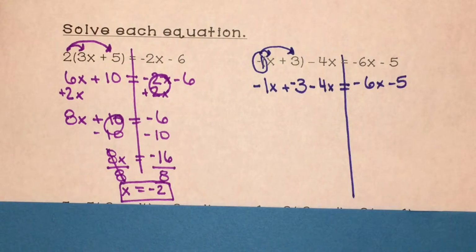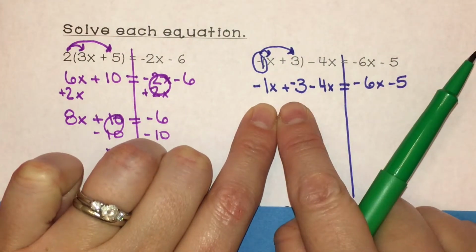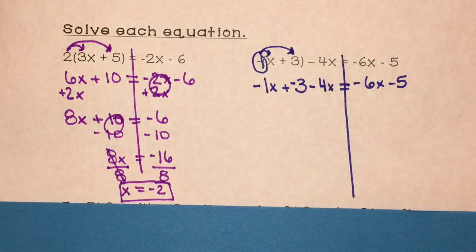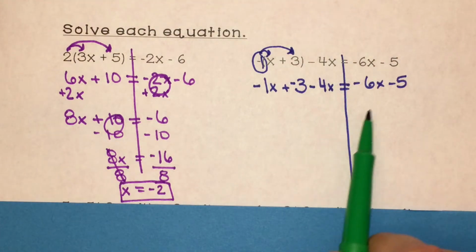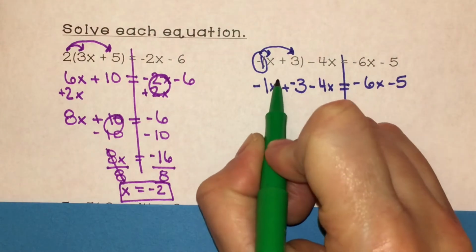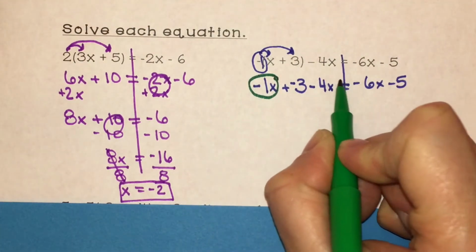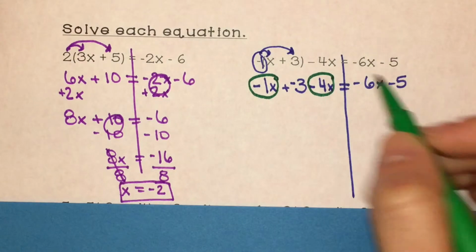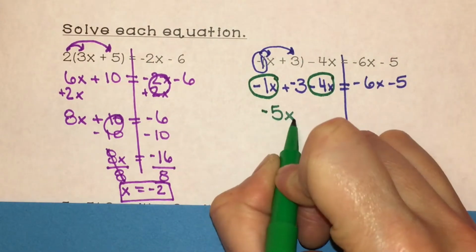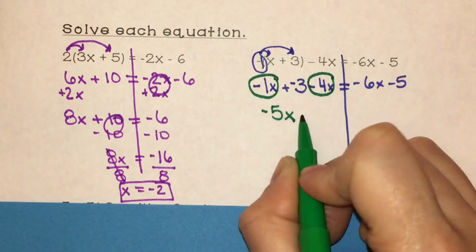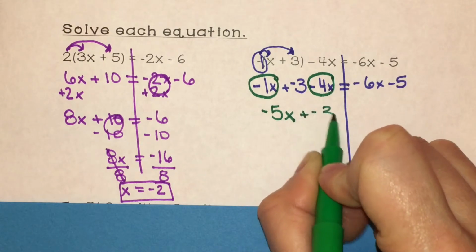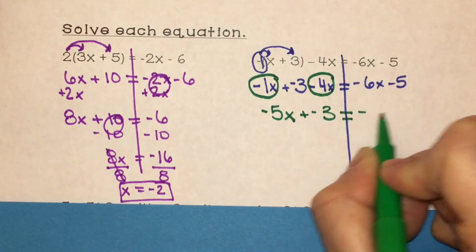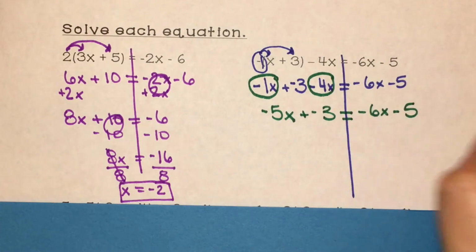I'm not done combining like terms. I have terms that I can combine on this side. Remember, if they're on the same side of the equal sign, just combine them. We're not doing opposite operations. That's only when you're moving them from side to side, from one side of the equal sign to the other. So I'm going to look at like terms. I have a negative 1x minus 4x. Leaves me with negative 5x plus negative 3, equals negative 6x minus 5.